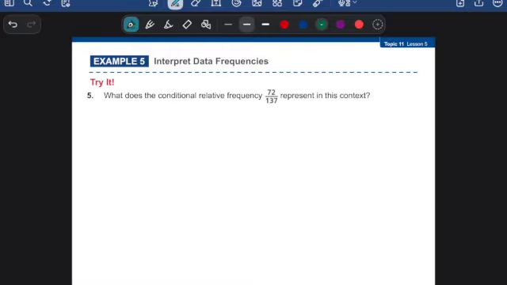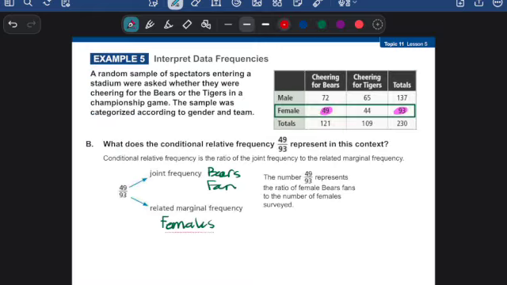What does the conditional relative frequency 72 over 137 represent? Again, let's go back and find those numbers. Here's 72 out of 137, and we can see that we're looking at our males only. Just out of the males who were in attendance, 72 were cheering for the Bears. So that was another conditional frequency. We're just looking at the male row.